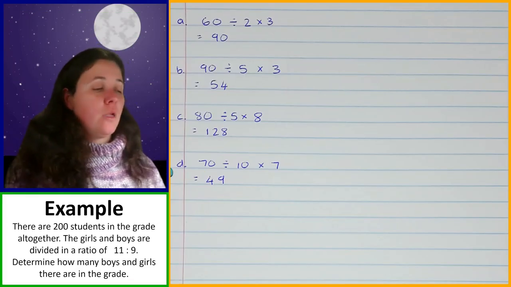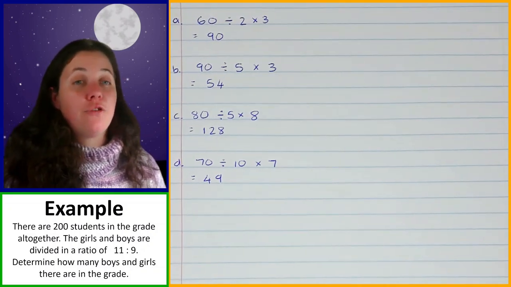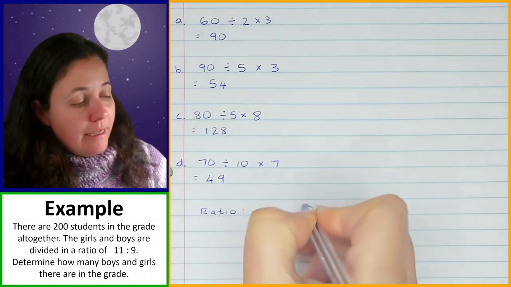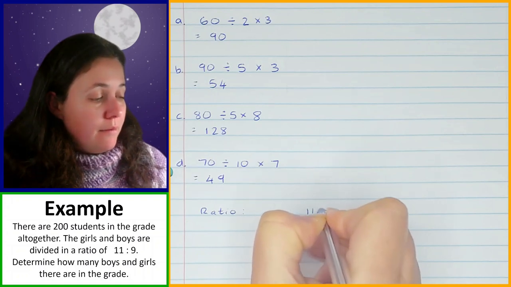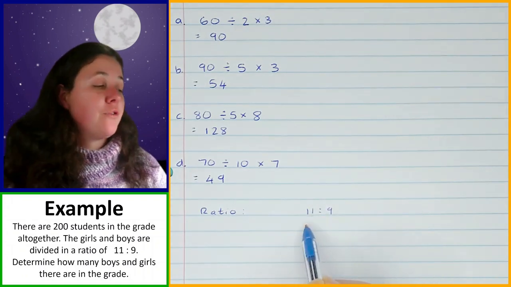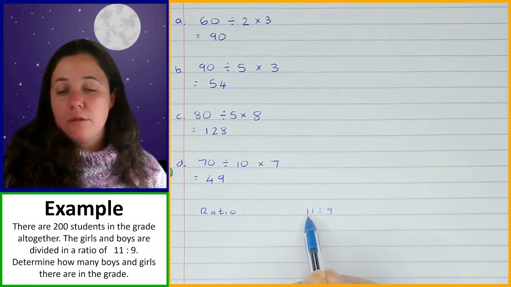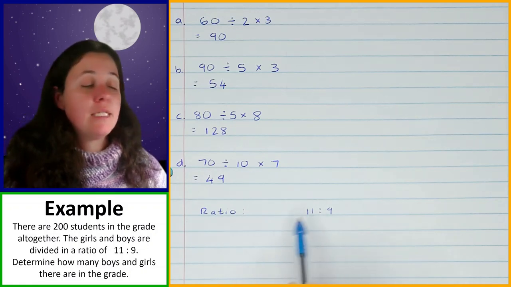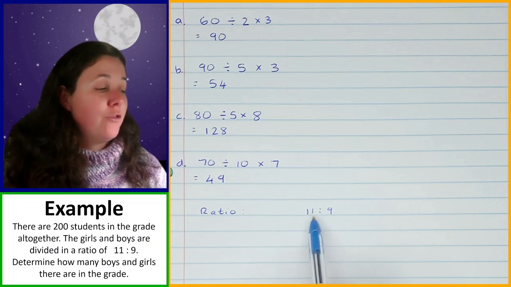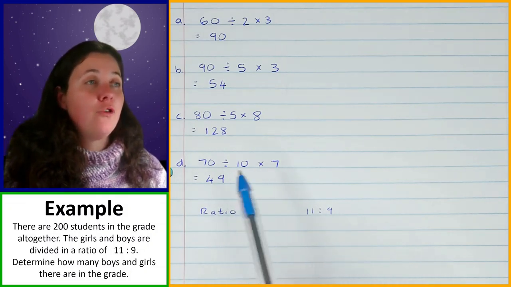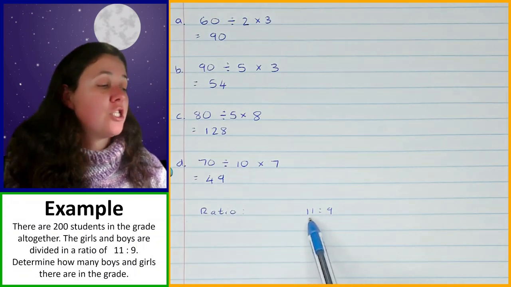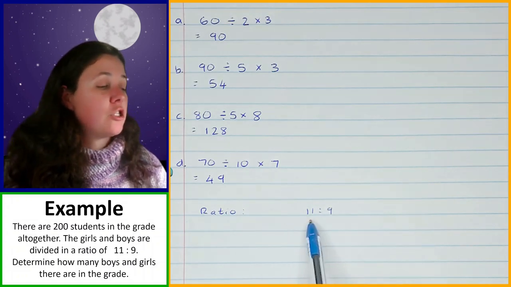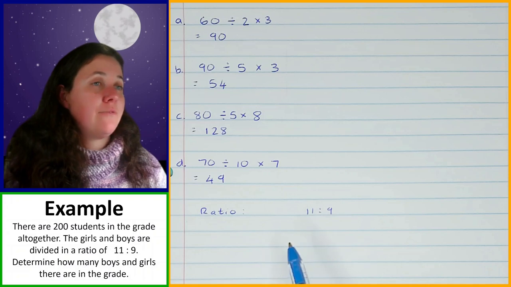Okay, so first of all, I'm just going to write my ratio first. So my ratio is 11 to 9. In other words, for every 11 students that are girls, 9 of them are boys. Normally when the ratio is given to you in a question like this, if they say 11 to 9, the first number will be for the first thing that they mentioned. They mentioned girls first, so the first number would be girls. And they mentioned boys second, so the second number would be boys. So the 11 is for the girls and the 9 is for the boys.